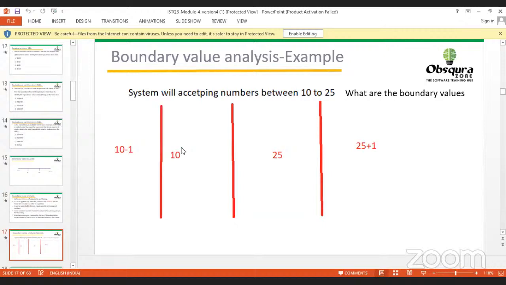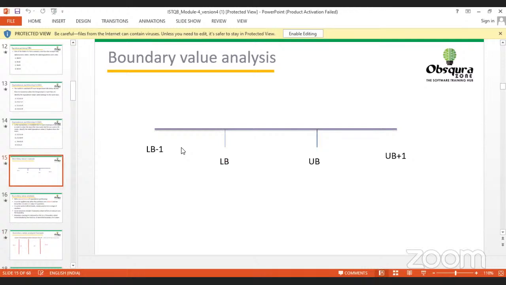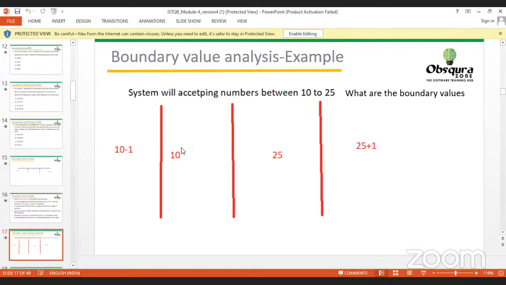Now, the system will accept numbers between 10 and 25. So what are the boundary values in this case? 10 and 25 we have to consider. And we have to consider the formula, like what was the formula? LB minus 1 and UB plus 1. So it will be 10 minus 1 and 25 plus 1. So 9, 10, 25 and 26. So these will be the boundary values. Is it clear? Any doubts?